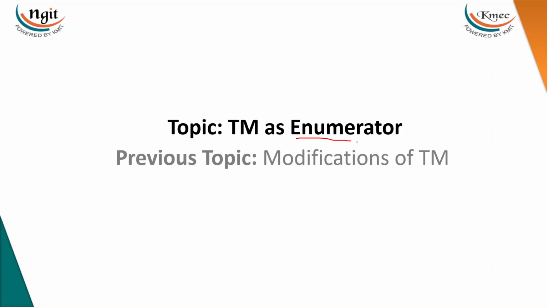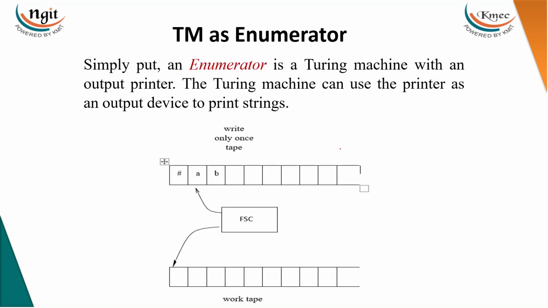Enumerations. We can say that a language is recognizable by the Turing machine if and only if there exists some enumerator for it. We are not always doing it, but inherently there must exist some enumerator. What is it? An enumerator is a Turing machine with an output printer. That is a simple definition of the enumerator.